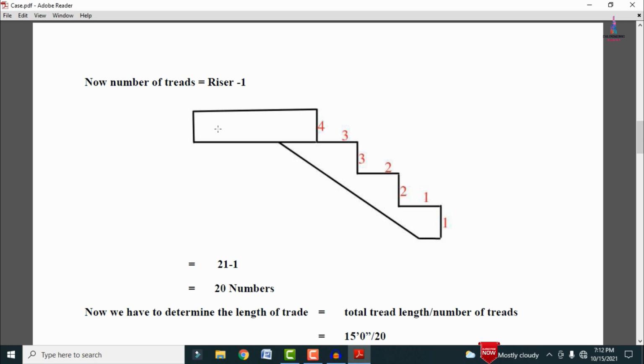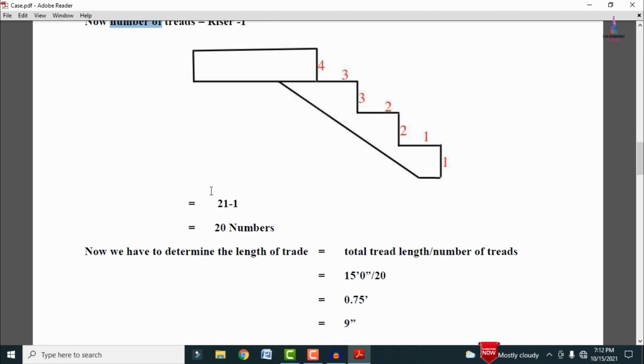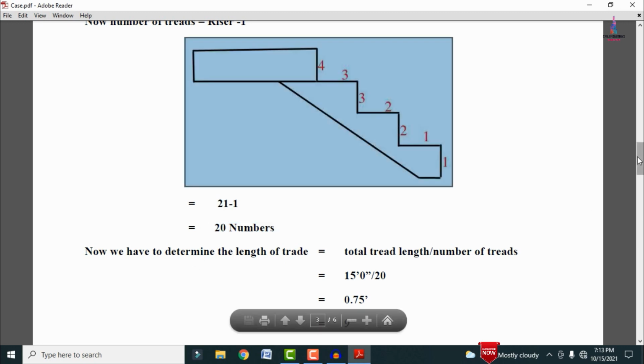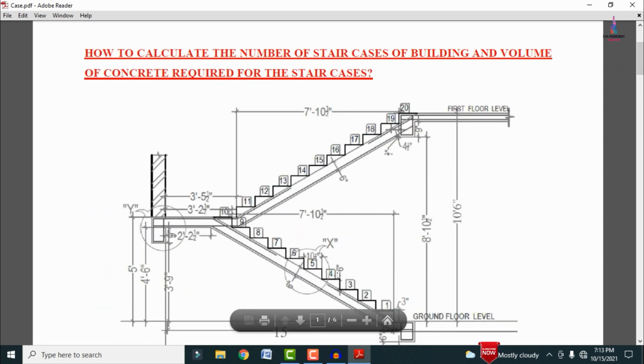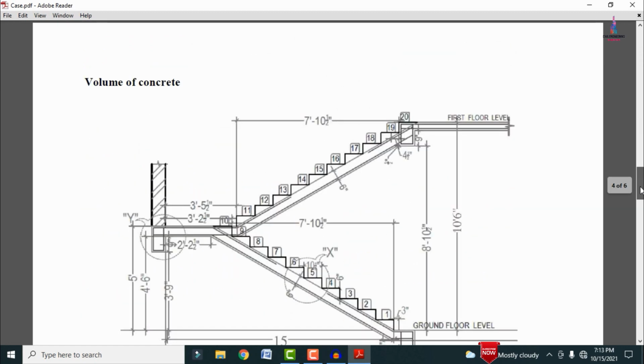The last portion consists of the landing slab thickness, so we need to skip the tread value for the landing. That is why the formula is number of treads equals risers minus 1. As per our calculation, we have 21 risers, so 21 minus 1 equals 20. We obtain 20 treads. You can see here as well: 1, 2, 3, up to 20 treads, as per our example.